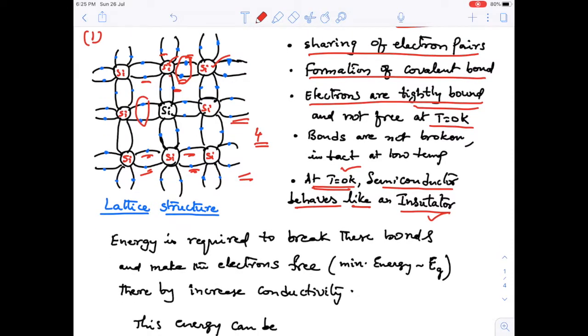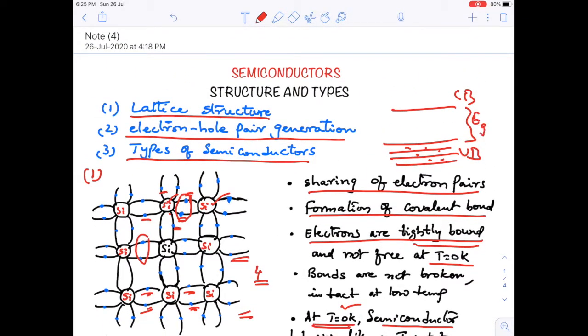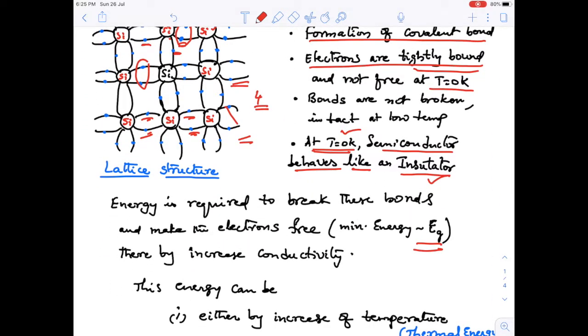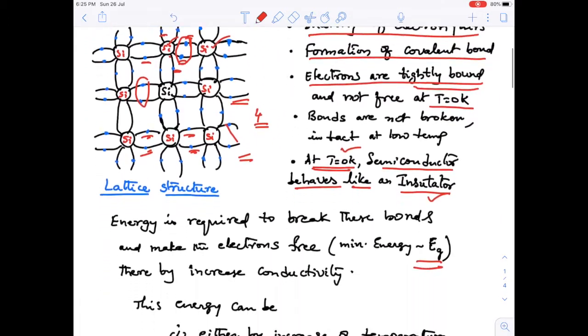Now energy is required to break these bonds and make the electrons free. What is that amount of energy? That minimum energy should be Eg. So if this amount of energy is available, then these electrons can reach the conduction band by breaking these covalent bonds. So how does that happen? Energy is required to break these bonds and make the electrons free. I will show you. That minimum energy is the energy gap. Thereby there will be electrons available in the conduction band, and therefore there will be an increase in the conductivity.